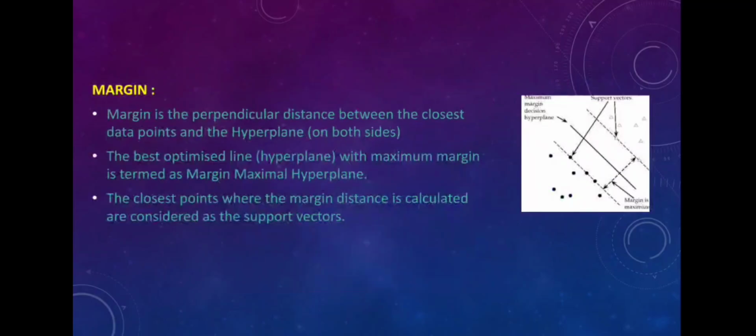Margin. Margin is the perpendicular distance between the closest data points and the hyperplane. The best optimized line with maximum margin is termed as the maximal margin hyperplane. The closest points when the margin distance is calculated are considered as the support vectors.